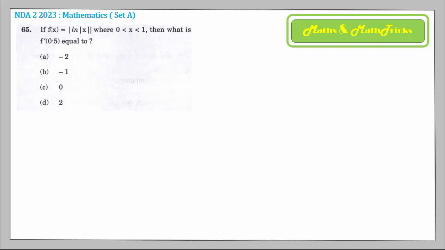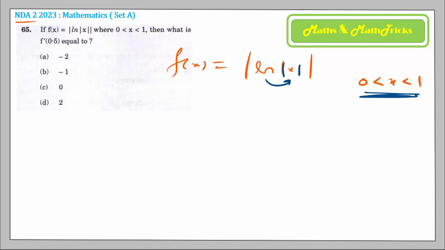Coming on to the next question, which is from the paper NDA 2 2023. You know that f of x is defined to be mod of ln of mod x, but the domain is given here as 0 less than x less than 1. When this is the domain, mod x is always positive. Ln of this small value will be negative. So now you got to know that this ln of mod x is negative, because for these values, the mod of ln of mod x is minus of that.